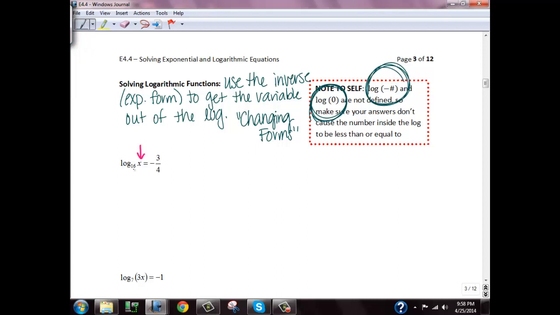Now I'm going to worry about getting rid of this log base 16. To get rid of log base 16, I'm going to use exponential base 16, and I'm going to raise my equation up into the exponent. As long as I raise it using base 16 on one side, as long as I do it to the other side, I still have an equal statement. So my 16 raised to the log base 16 will cancel, which gives me x is equal to 16 to the negative 3/4 power.